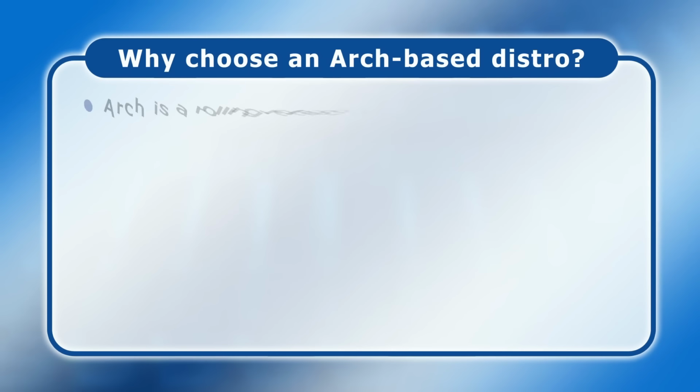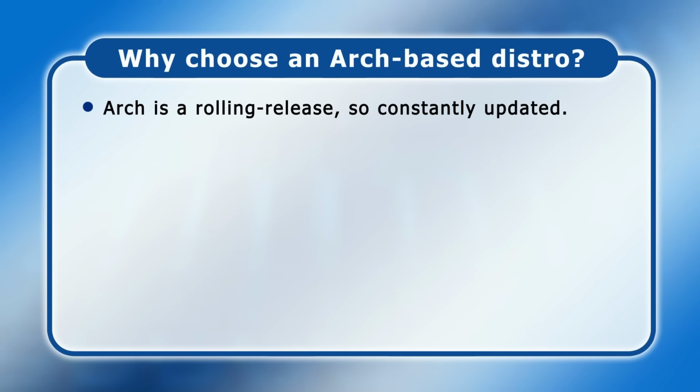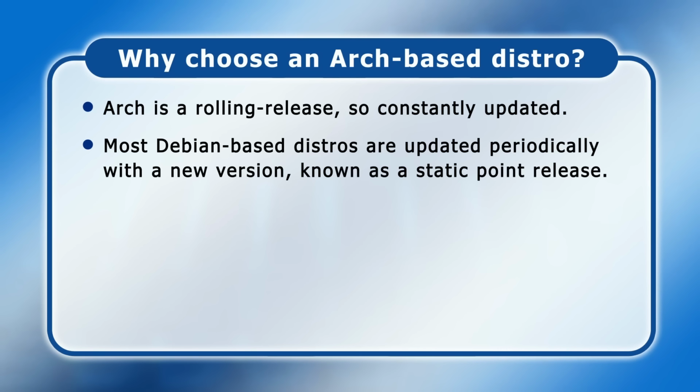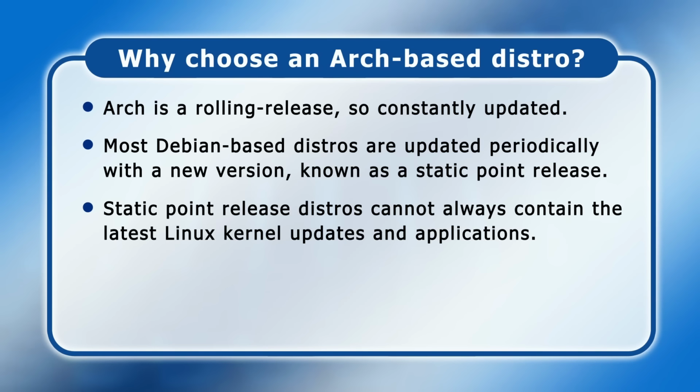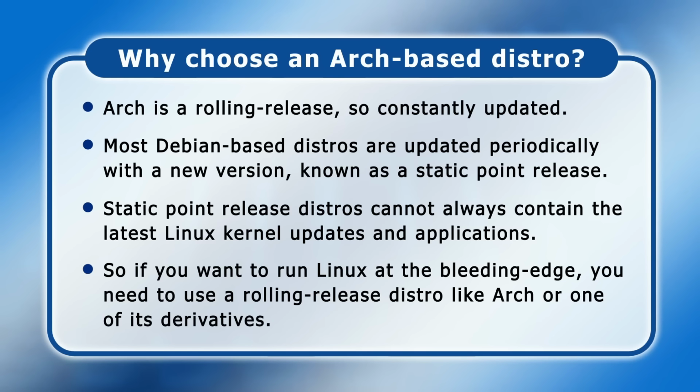Well, for a start, Arch Linux is a rolling release, which means that it's constantly updated. In contrast, most Debian-based distros are updated periodically with a new version known as a static point release. So, for example, there's a new long-term support release of Ubuntu every 2 years, with interim releases every 6 months. Inevitably, this means that static point release distros cannot always contain the latest Linux kernel updates and applications. So, if you want to run Linux at the bleeding edge and be the first to experiment with new features, you need to use a rolling release distro like Arch or one of its derivatives.